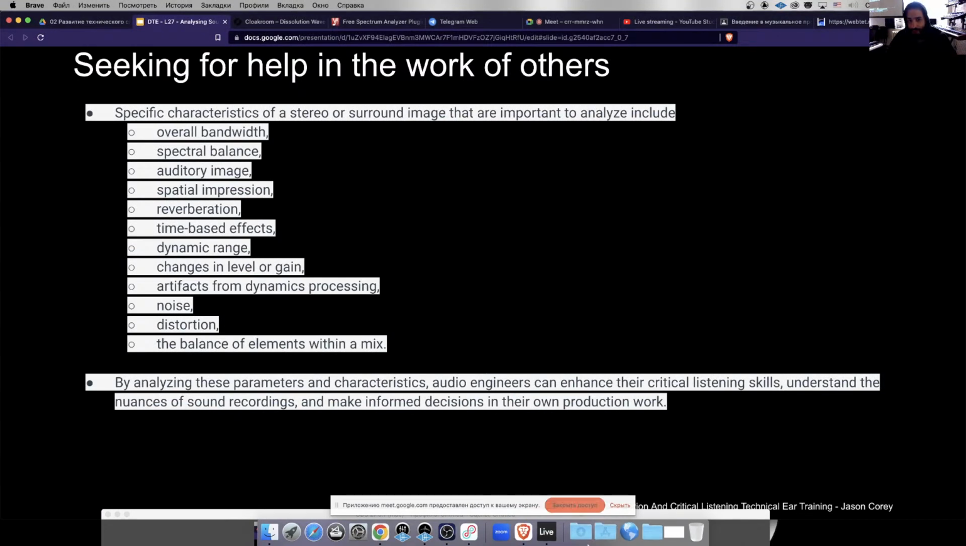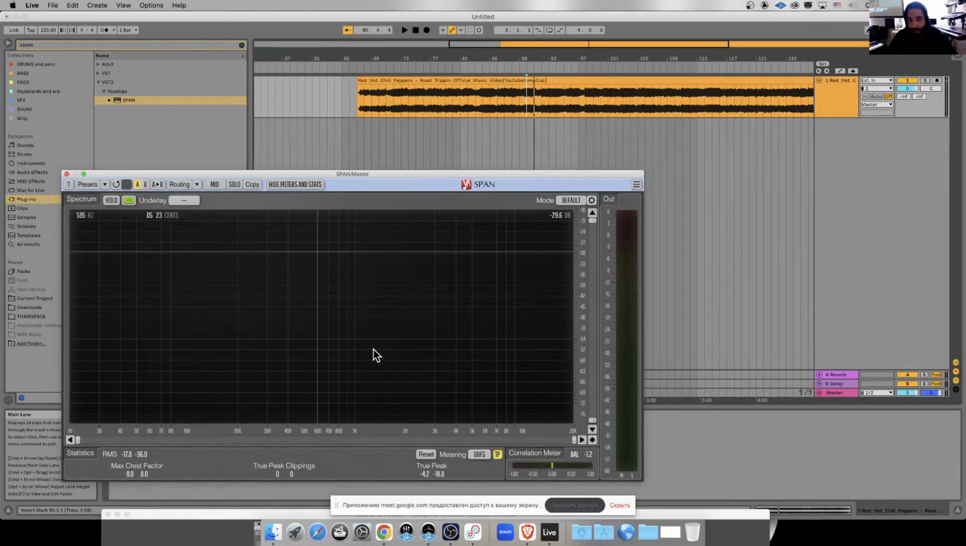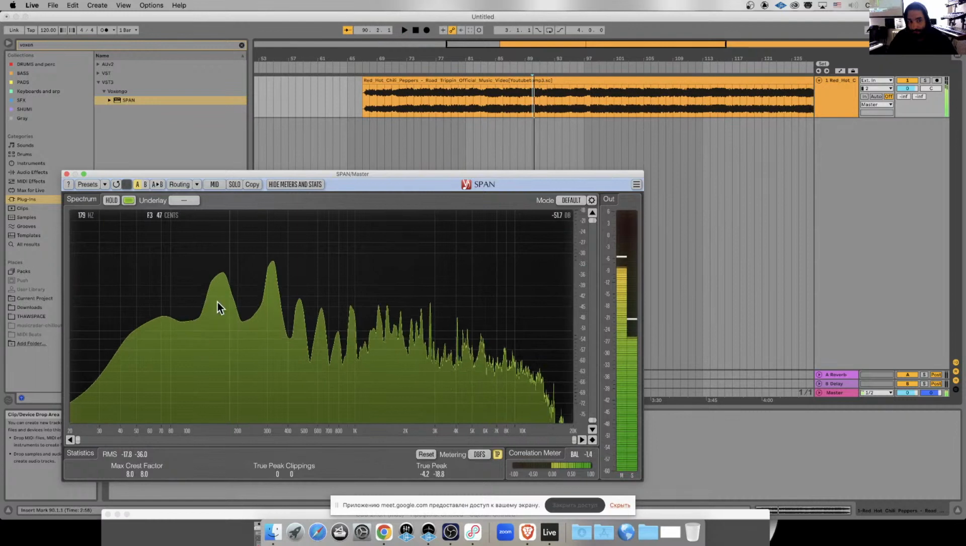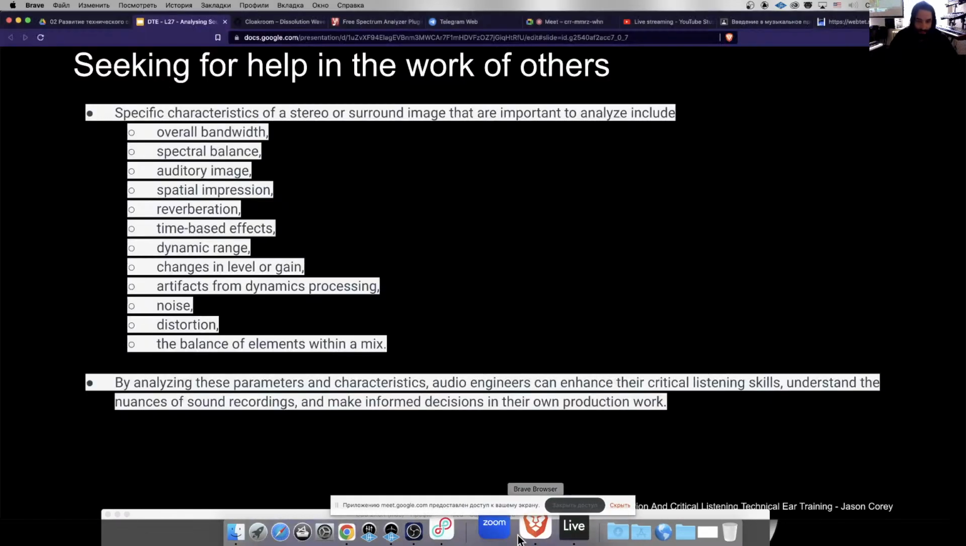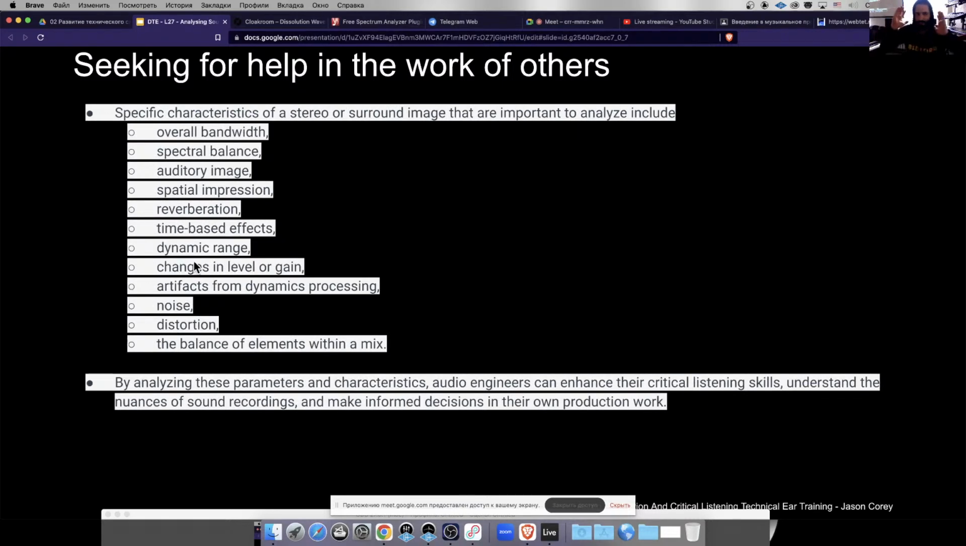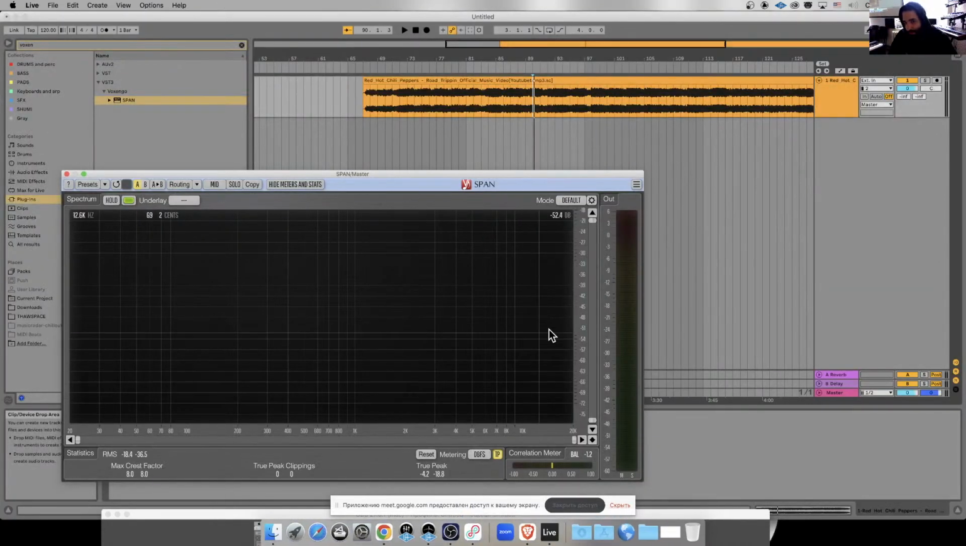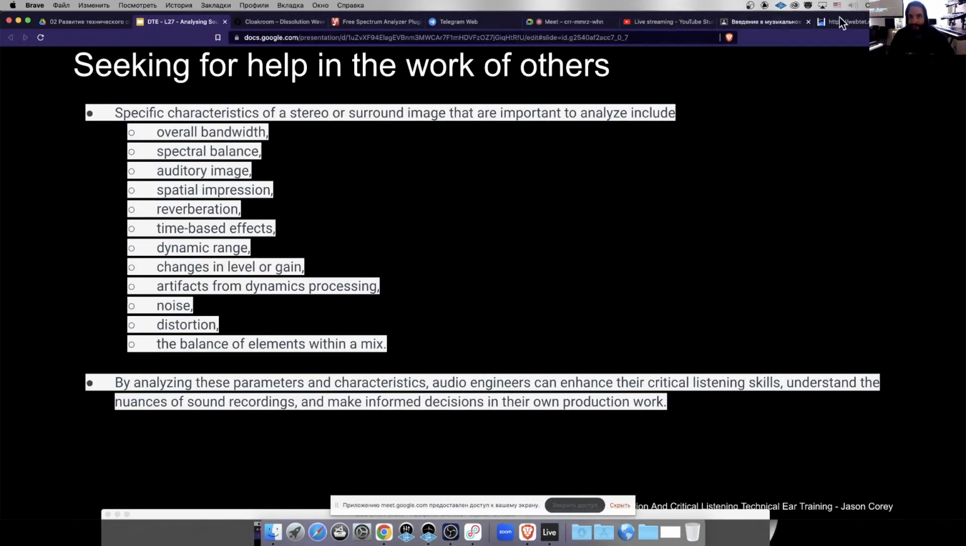Spectral balance. I mean, the spectral balance when you're listening to something is just like meditating about, okay, this is more heavy on the low end than the higher end. That's pretty obvious. The auditory image, he's going to explain them a little bit later. I think that what he means by auditory image is how wide it is, how narrow it is. For this, you need another type of meter that I have shown you before, called like a Neometer.